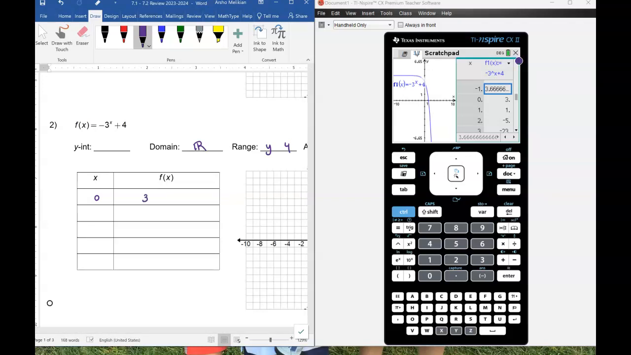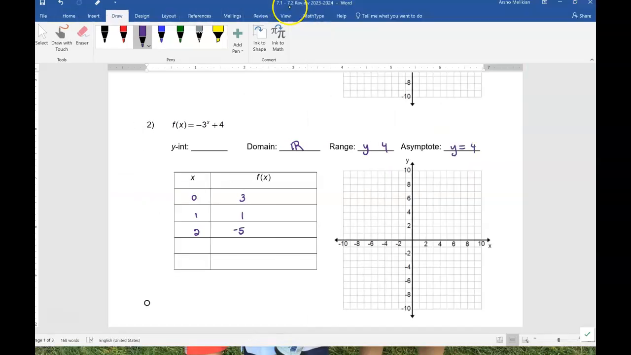Do you want to pick -1 and 3.67? Do you want to pick 1, 1? It's up to you. Why don't I stick with integers? Okay? And you can graph it this way. So now, the asymptote is y equals 4. At 0, y equals 3. 1, 1, 2, -5. And we graph this way.